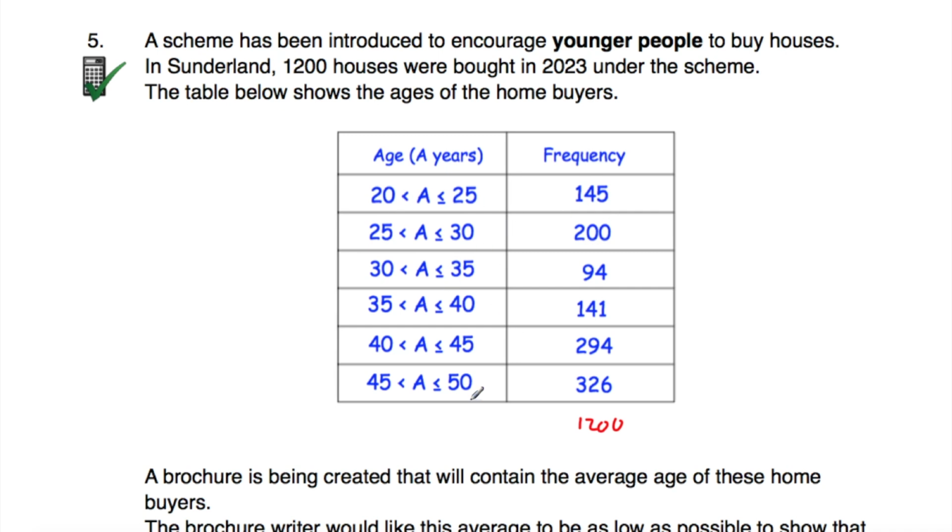Now because this is a group frequency table, we're just going to take the total frequency and divide it by 2. So we're going to take 1,200 and divide that by 2, which is equal to the 600 value. Okay, so let's find the 600 value. Is the 600 value in here?